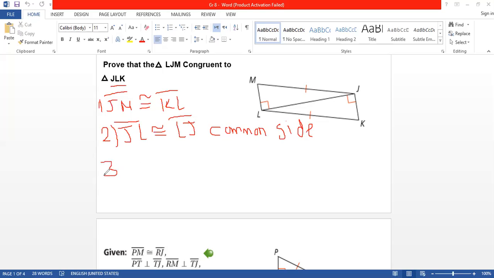What about the third condition? The third condition here, that angle MLJ, this angle, is congruent to this angle KJL. So angle MLJ is congruent to angle KJL. So triangle LJM is congruent to triangle JLK by case HL, hypotenuse and leg. Let's see another exercise.